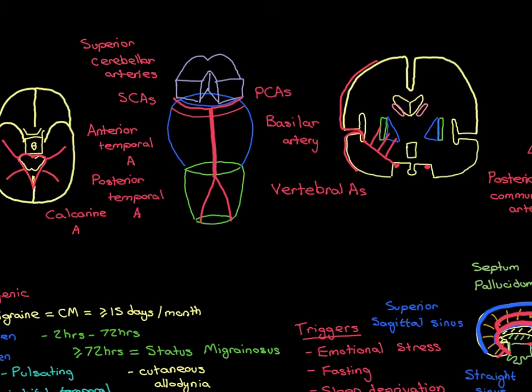Okay, so where are these going to run? They're in the subarachnoid space at the moment. They're on top of the pia mater, and they're also about at this level where the tentorium cerebelli is. However, whilst the posterior cerebral arteries went on top of the tentorium cerebelli, in the subarachnoid space on top of the tentorium cerebelli, the superior cerebellar arteries, they obviously need to go underneath the tentorium cerebelli if they're going to supply the cerebellum. So they go underneath the tentorium cerebelli.